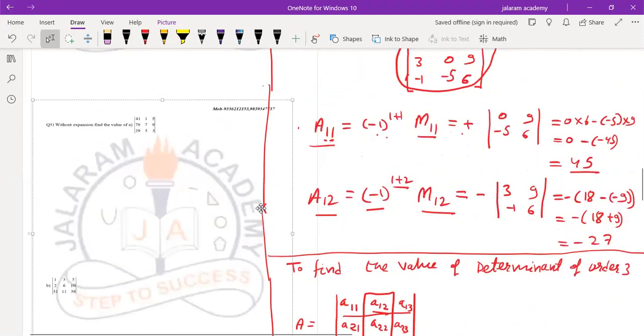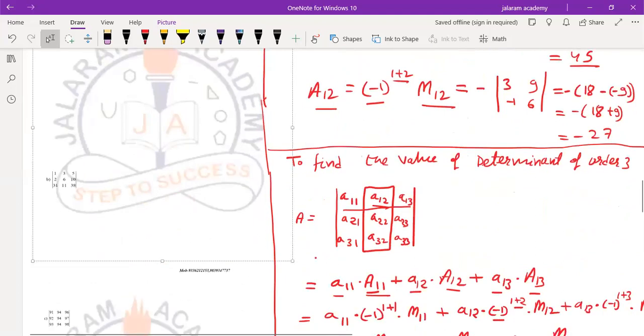Now from question 5, we have to use the properties of determinants, in which without expansion we will find the values of these determinants. But the first important method is to expand and find the value of the determinants. Hope all students must have understood this.